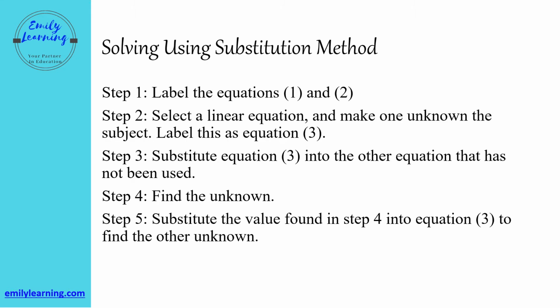To solve simultaneous equations using the substitution method, you can follow these 5 steps, which is to first label the equations 1 and 2, then select a linear equation and make one unknown the subject and label it as equation 3. Next, substitute equation 3 into the other equation that has not been used. Find the unknown and finally substitute the value found in step 4 into equation 3 to find the other unknown.